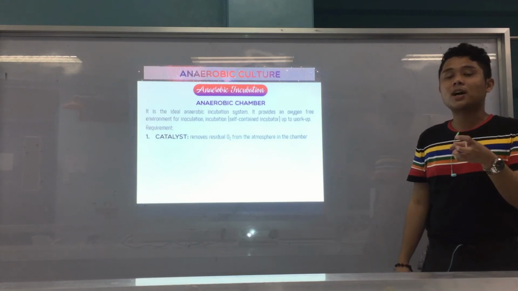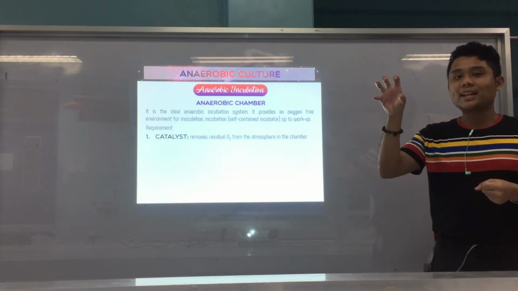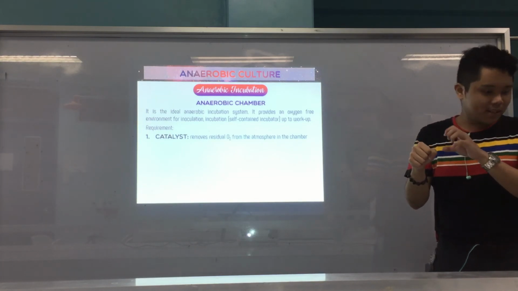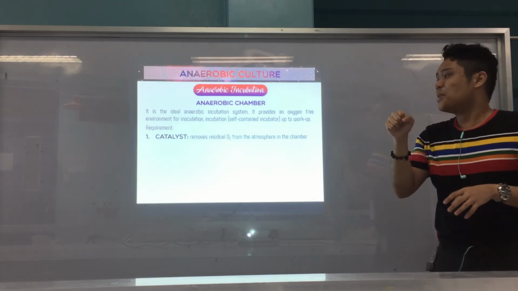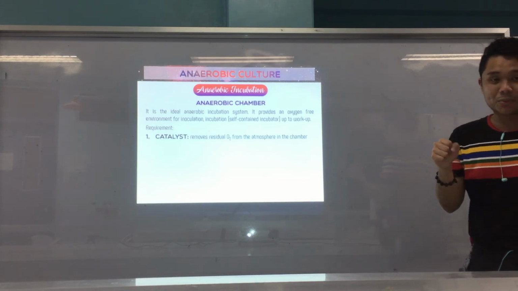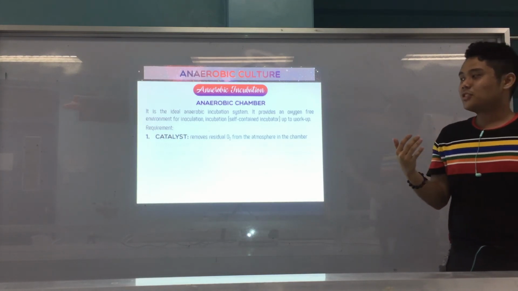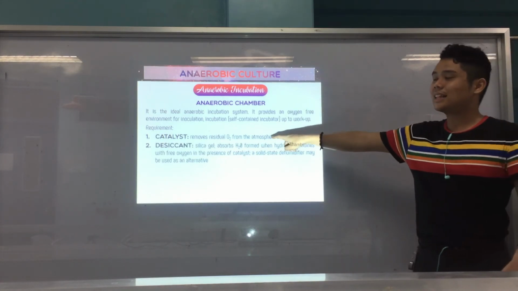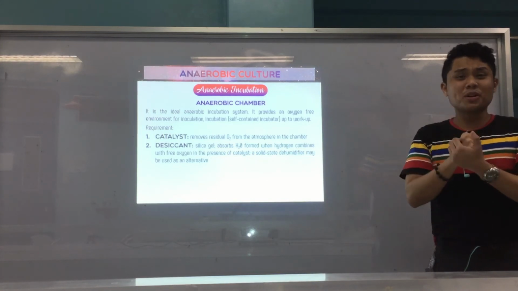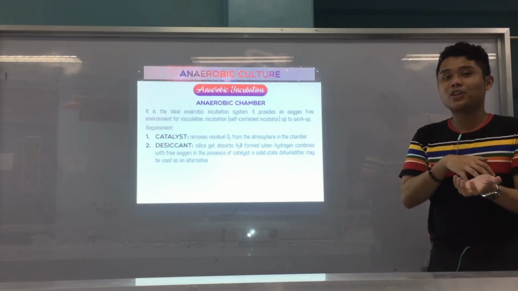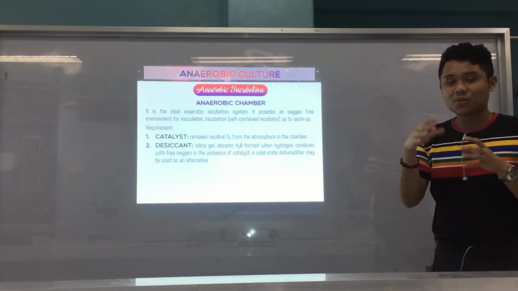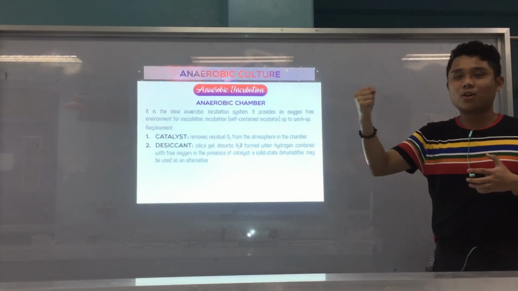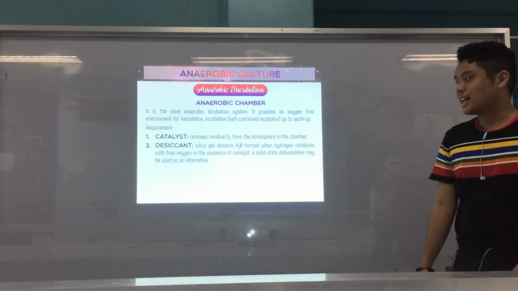Ang catalyst ang mo remove sa residual O2. Tama, ang catalyst ang mukuha sa O2 or oxygen from the atmosphere, mga residual, mga ginagmay from the chamber. And the desiccant is, siya mo absorb sa water. So what happens, the catalyst absorbs oxygen and combines it with hydrogen. Okay, and the formation of that is, of course, water. Now, kanang moisture na water is now captured by your desiccant, which is the silica gel.